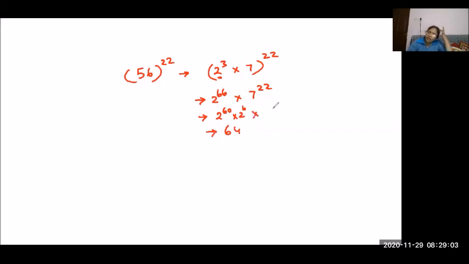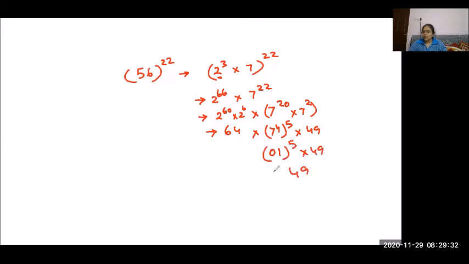Multiplied by 7 to the power 22, which can be done in this manner: 7 to the power 20 into 7 squared. Now 7 to the power 20 is 7 to the power 4, whole to the power 5, into 49. 7 to the power 4 ends in 01, because 49 into 49 will give you 01, and to the power 5 into 49 will give you 49. And 64 into 49 will give you 36. Isn't it interesting? So the last two digits of 56 to the power 22 are 36.